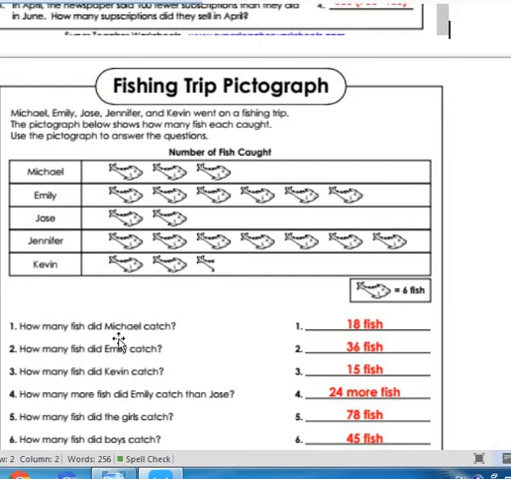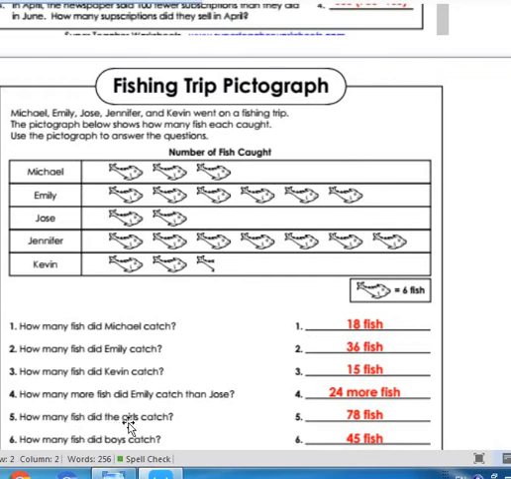How many fish did Michael catch? Let's go to Michael. 1, 2, 3. Then I will multiply 3 times what? 3 times the key, 6. 3 times 6, 18. How many fish did Emily catch? Let's go to Emily. 1, 2, 3, 4, 5, 6. So 6 times 6. Every time I multiply by 6. This is the key for the pictograph.